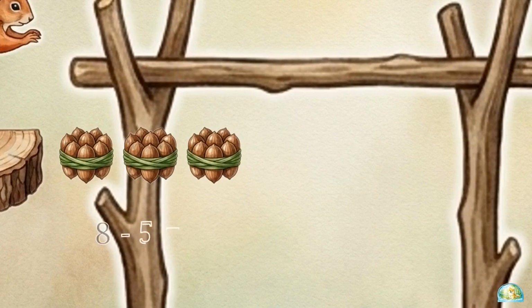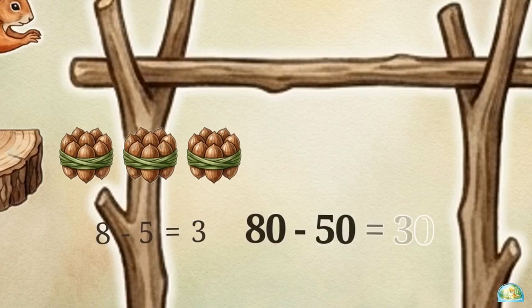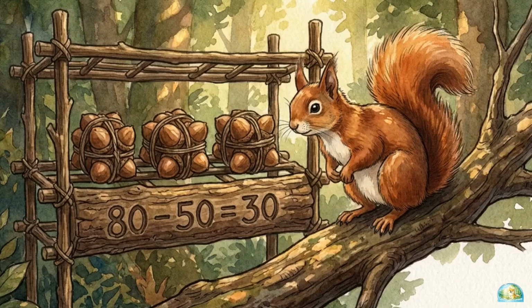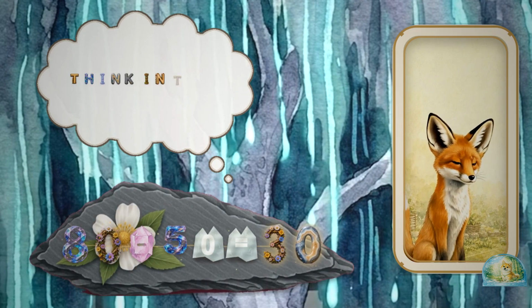80 is 8 tens, and 50 is 5 tens. 8 tens minus 5 tens is 3 tens. 3 tens is 30. 80 minus 50 equals 30, because 8 tens minus 5 tens is 3 tens. Treating these values as groups of tens allows you to use the same quick subtraction logic you use with single digits. 8 tens minus 5 tens leaves 3 tens.